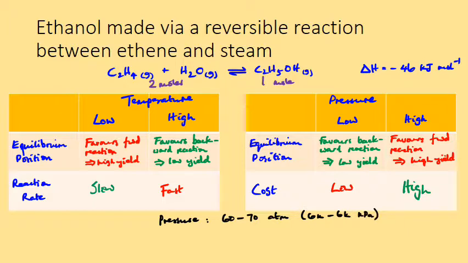And the temperature that's settled upon is about 300 degrees Celsius, as a compromise between equilibrium position and reaction rate. So that compromise is another interesting thing. That compromise in temperature is helped a little bit because what you want to do is use as low a temperature as you want, because it's an exothermic reaction.